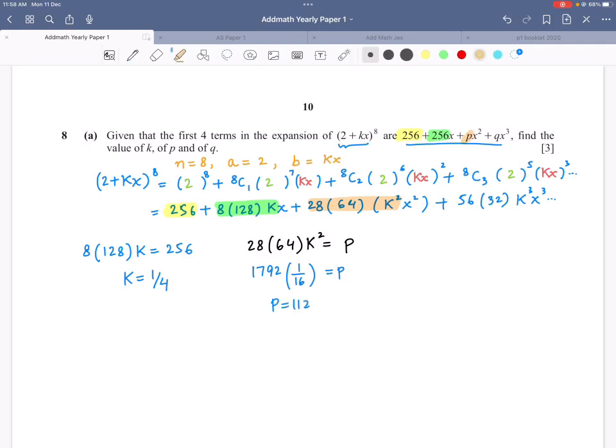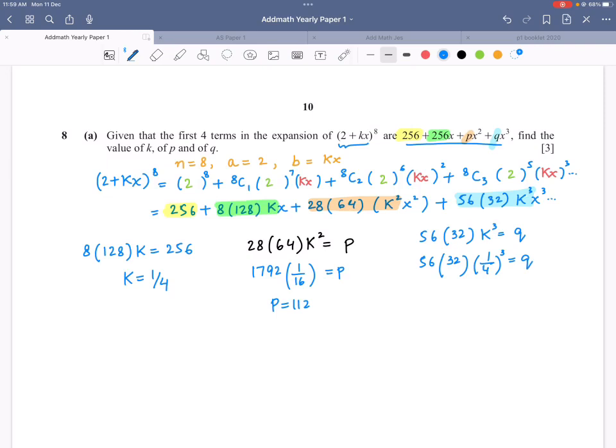Similarly, I need to do the same process for q, and q is the coefficient of x cube. So the coefficient of x cube is this term we have, and in the question it's q. So we need to equate both of them. It will be 56 times 32 times k cube equals q. Placing the value for k here, 56, 32, k is 1 over 4 to the power cube, equals q.